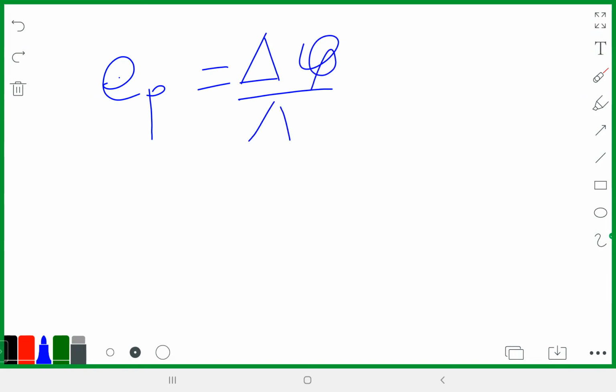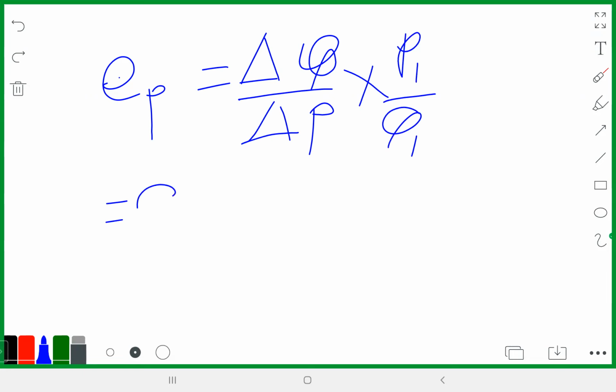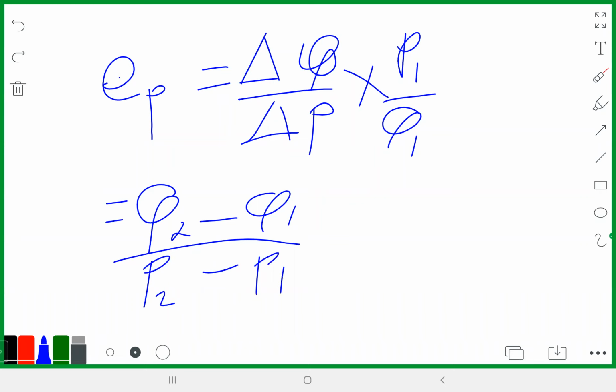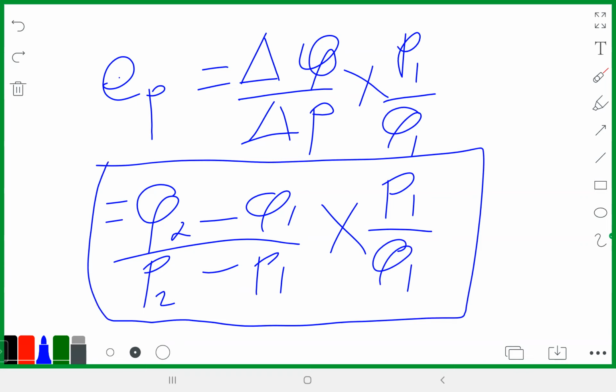And the formula that we use to find the point elasticity of demand is given as the price elasticity of demand equal to the change in the quantity of the commodity as a result of the change in price, times the P1 over the Q1. You can represent this as the change in the quantity, Q2 minus Q1, divided by P2 minus P1, multiplied by P1 over Q1. This is the formula that you use when you are doing point elasticity of demand.